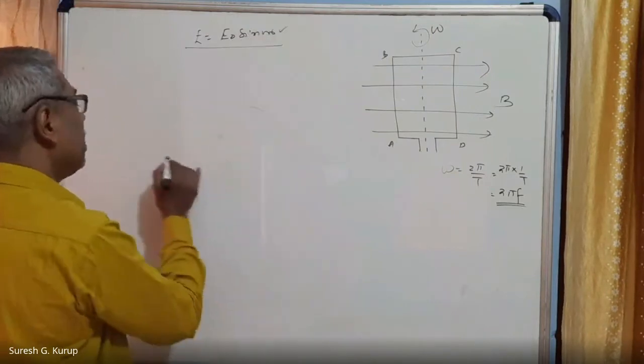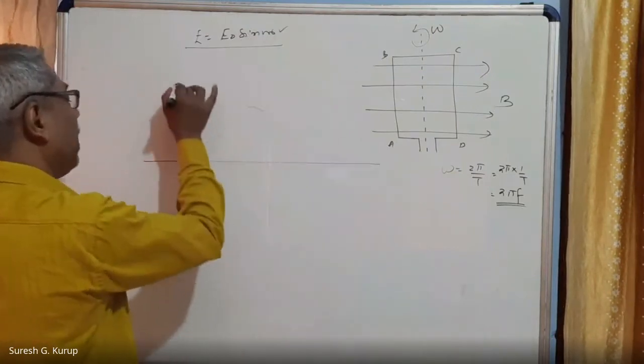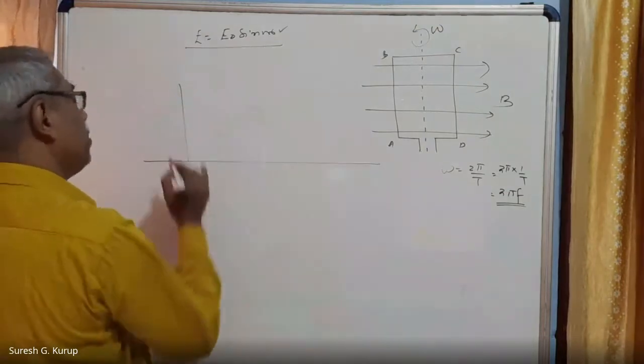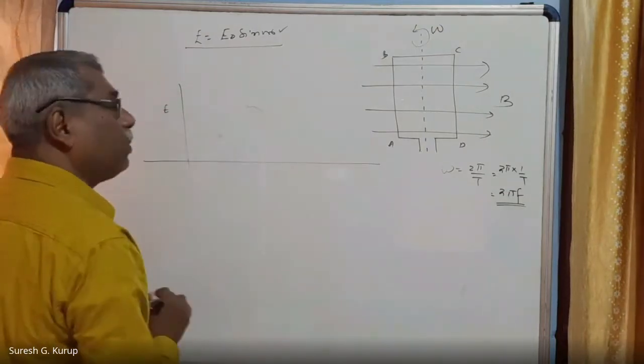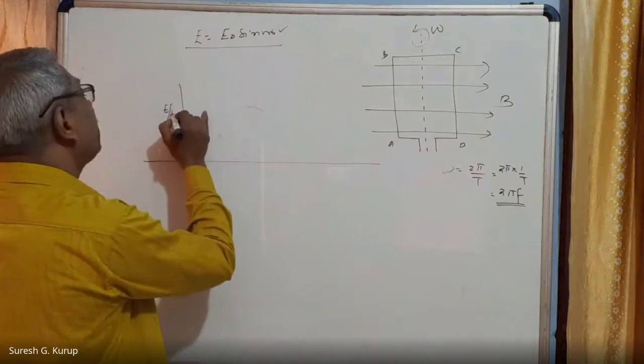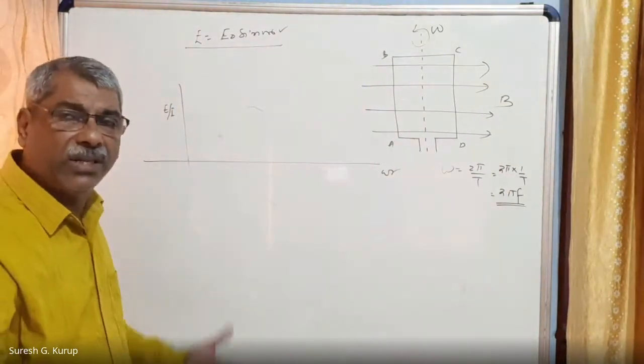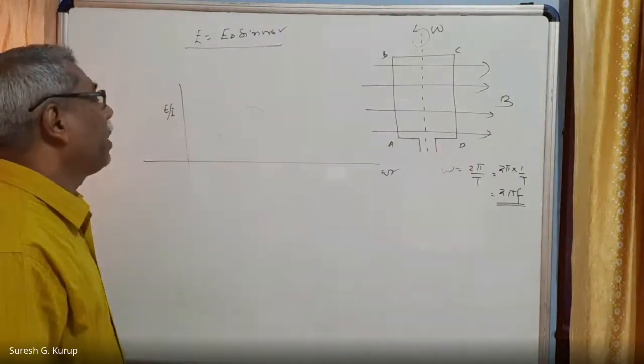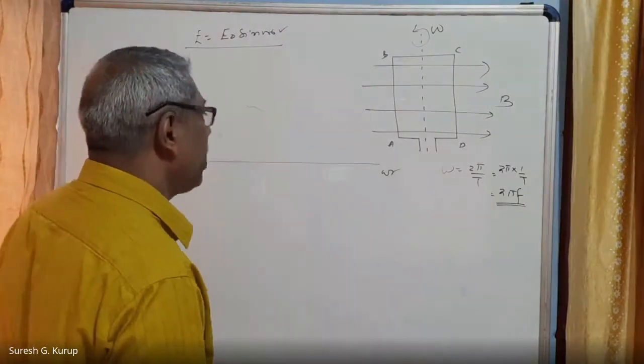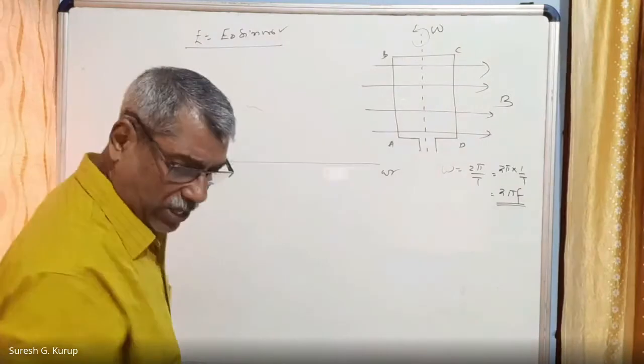We have seen that, right? So now I am drawing a diagram here. E is equal to E0 sine omega t. E is the value, and this is omega t, theta. Omega t means theta only. EMF is equal to E0 sine omega t, means when t is equal to 0, suppose this is the condition.